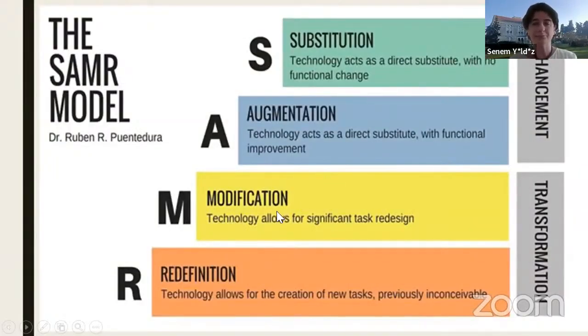Again, this is a gradually increasing illustration, but here the top level, substitution, is the least complex one. Here, for example, teachers may use technology only as a substitution of traditional methods. Augmentation, now technology acts as a direct substitute, but with functional improvement.